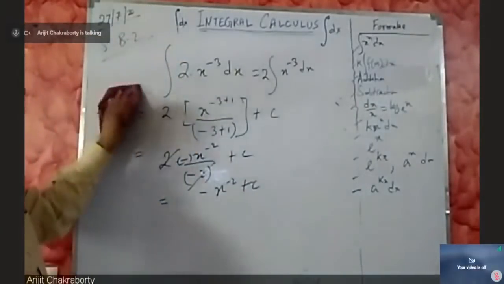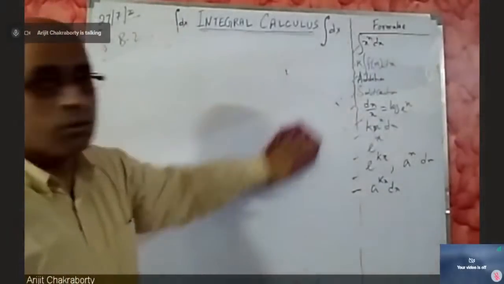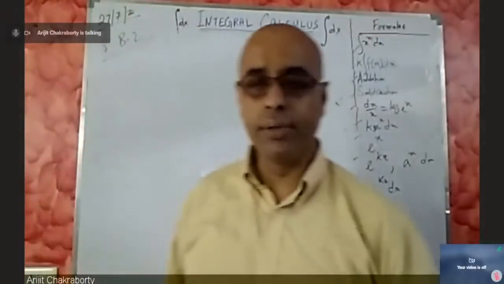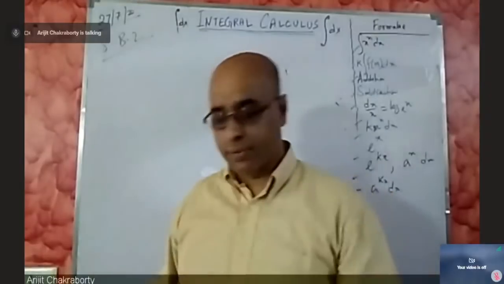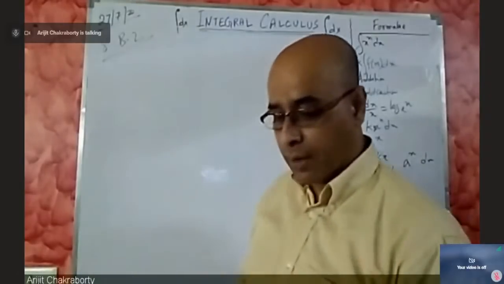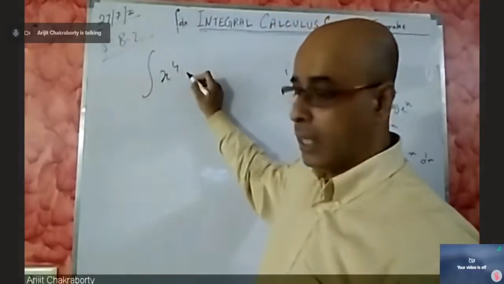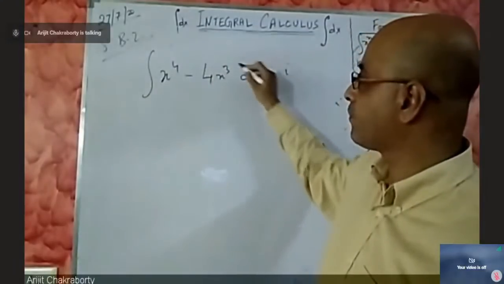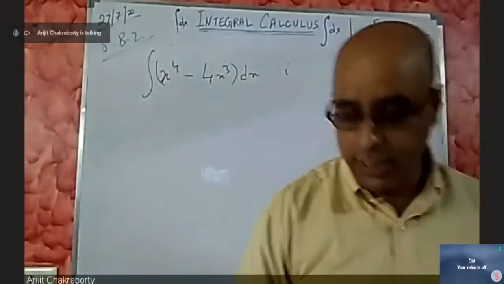Now I am taking up an application of the subtraction rule quickly, and then we shall move on to the product rule, which is a little bit complex. So you need to write the solution with me and understand each and every step. Let me first take up this one: the integral of x to the power 4 minus 4x cubed dx.